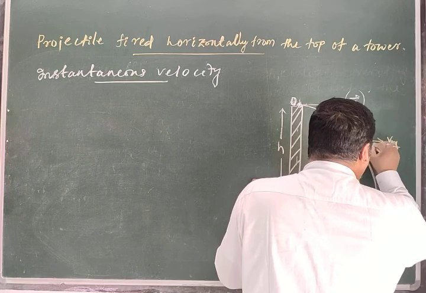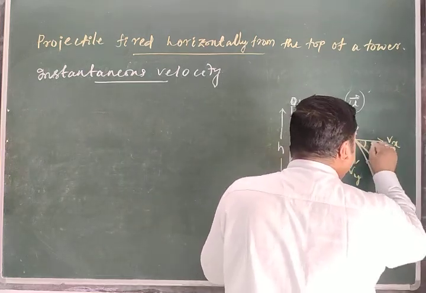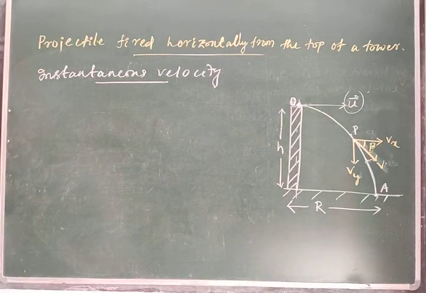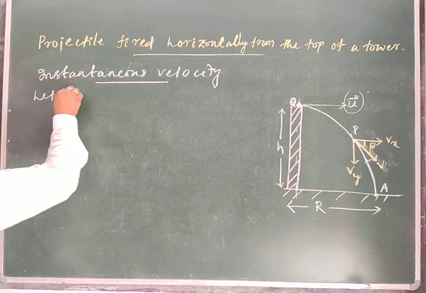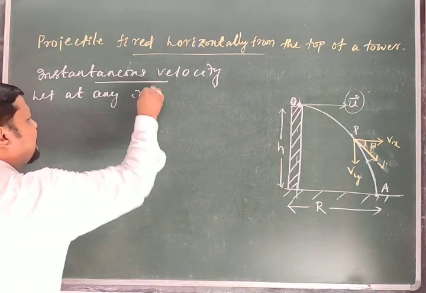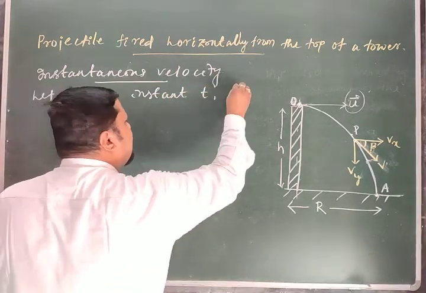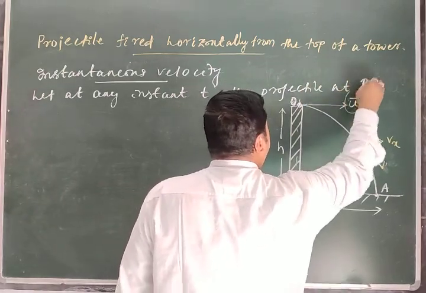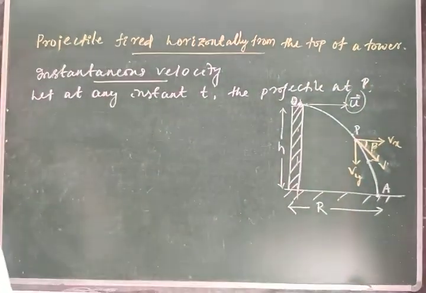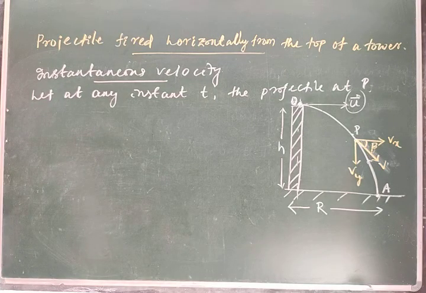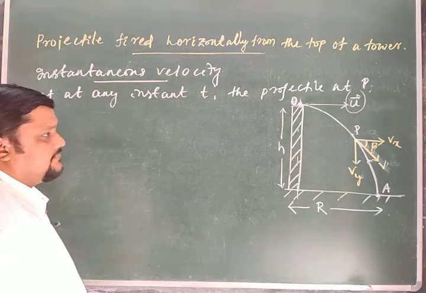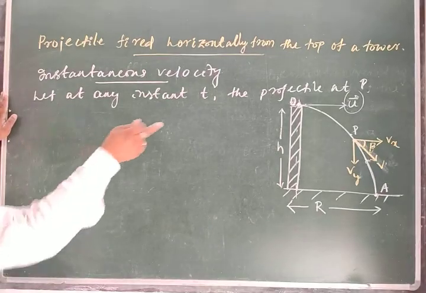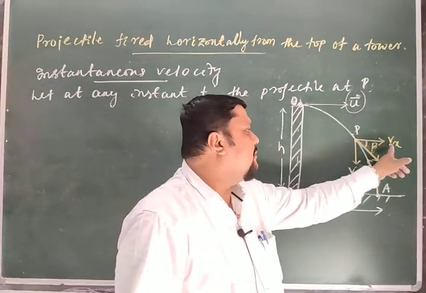And let this make an angle beta with vx. So I will find the resultant velocity at P. At any instant t, the projectile is at P, and the horizontal direction is vx. Now the velocity at P, we have considered this as v, which has two components vx and vy.